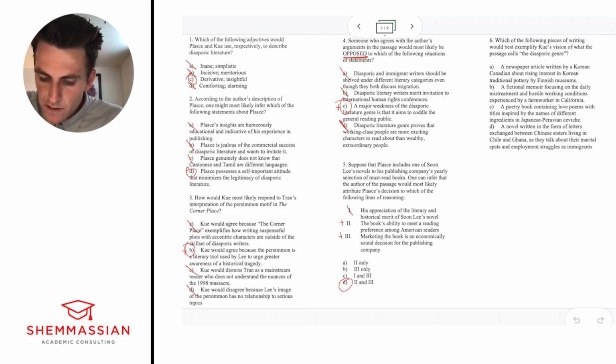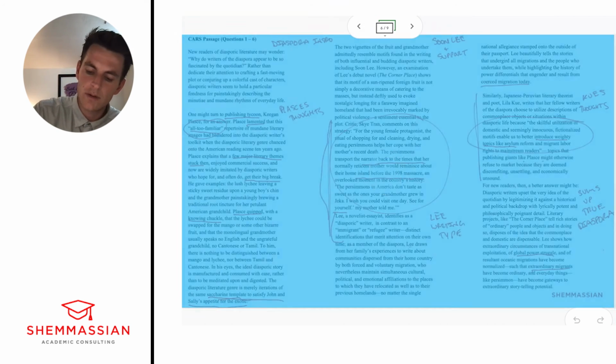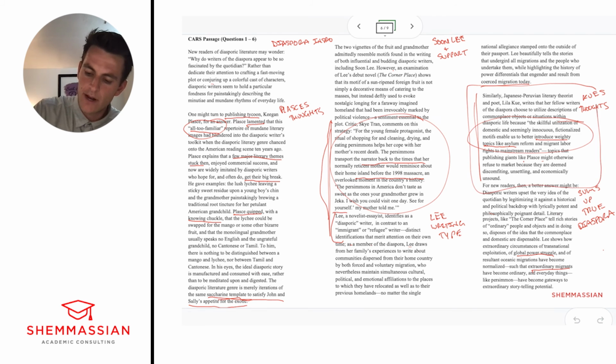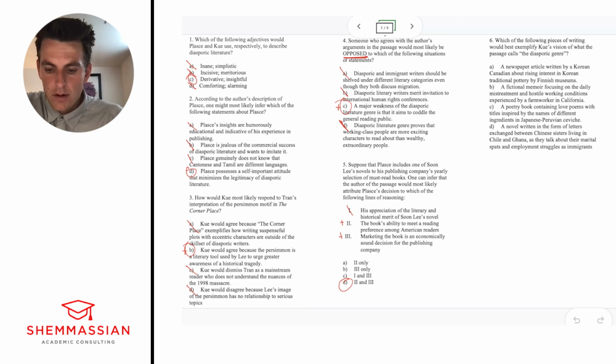Question 6. Which of the following pieces of writing would best exemplify Quay's vision of what the passage calls the diasporic genre? Okay. So if we want to reevaluate Quay's vision, we've got it right here. We can go read about it, and we know where we'll need to go to find evidence.